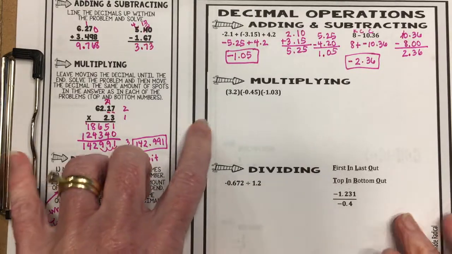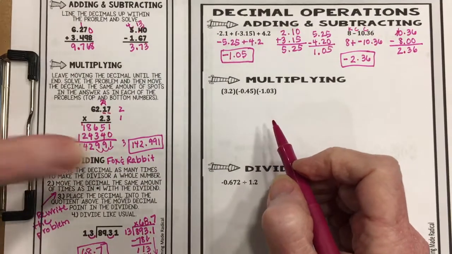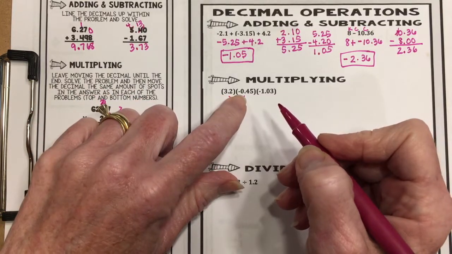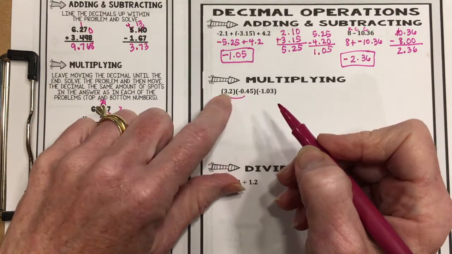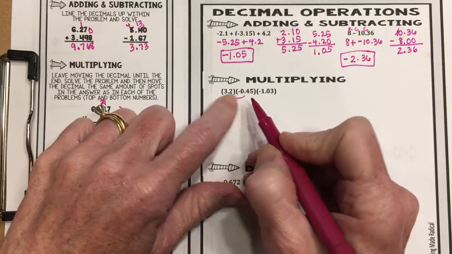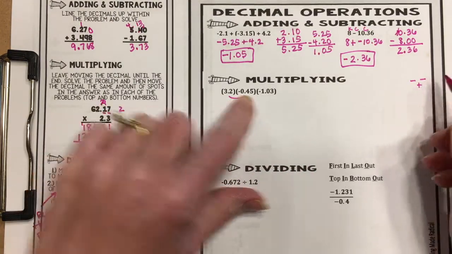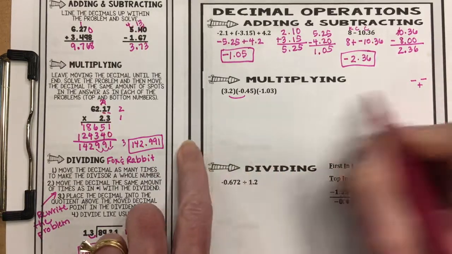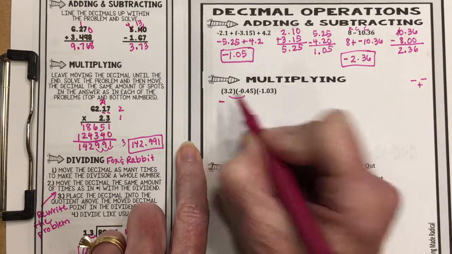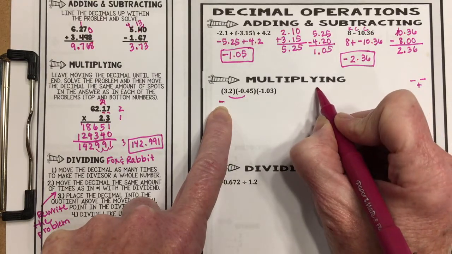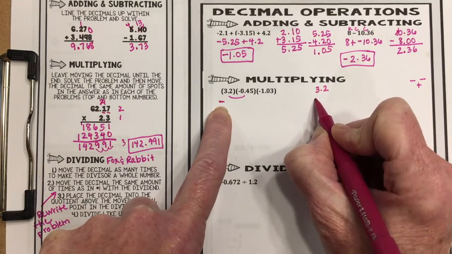All right, multiplying. Again, I'm going to just start by doing the first two numbers. Okay, so 3.2 times negative 0.45. I can know right away, since I'm doing a positive times a negative, if you're not sure, a positive times a negative, okay, then my answer is going to be negative. So when I multiply these two numbers, I know I'm going to get a negative number, but I can multiply them just normally. All right, so 3.2 times 0.45.